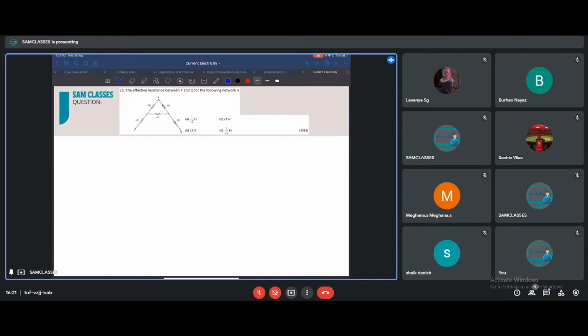Next is the effective resistance between P and Q of the following network. Find it out. What will be the effective resistance? What you can do in this one is simplify the circuit diagram. Let's say first you're going from here, you encounter a 4, then a 6, and then a 5. Now in between, you get one more part where you have a 3 and a 3. So you can make it simple like this.